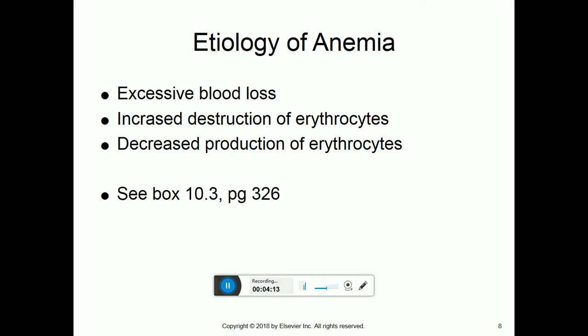The etiology of anemia is excessive blood loss. You have increased destruction of erythrocytes and decreased production of erythrocytes.